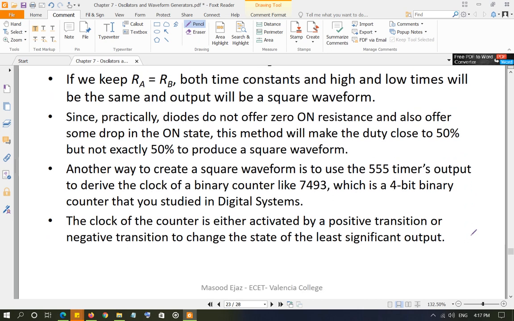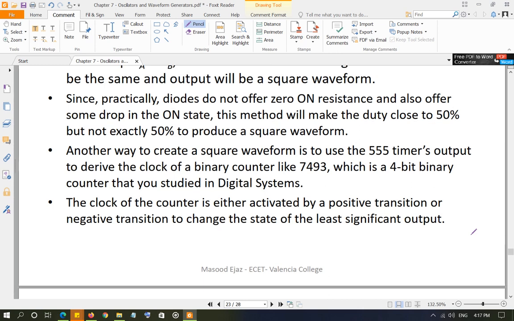Now the second thing that we use is another IC in conjunction with the 555 timer, and that IC is a binary counter. You discuss different types of binary counters in digital systems. What binary counters do, basically, is count in binary. For example, a 4-bit binary counter can go from 0 0 0 0 at the output to 1 1 1 1, so they can count from 0 to 15, basically at the transition of the input clock.